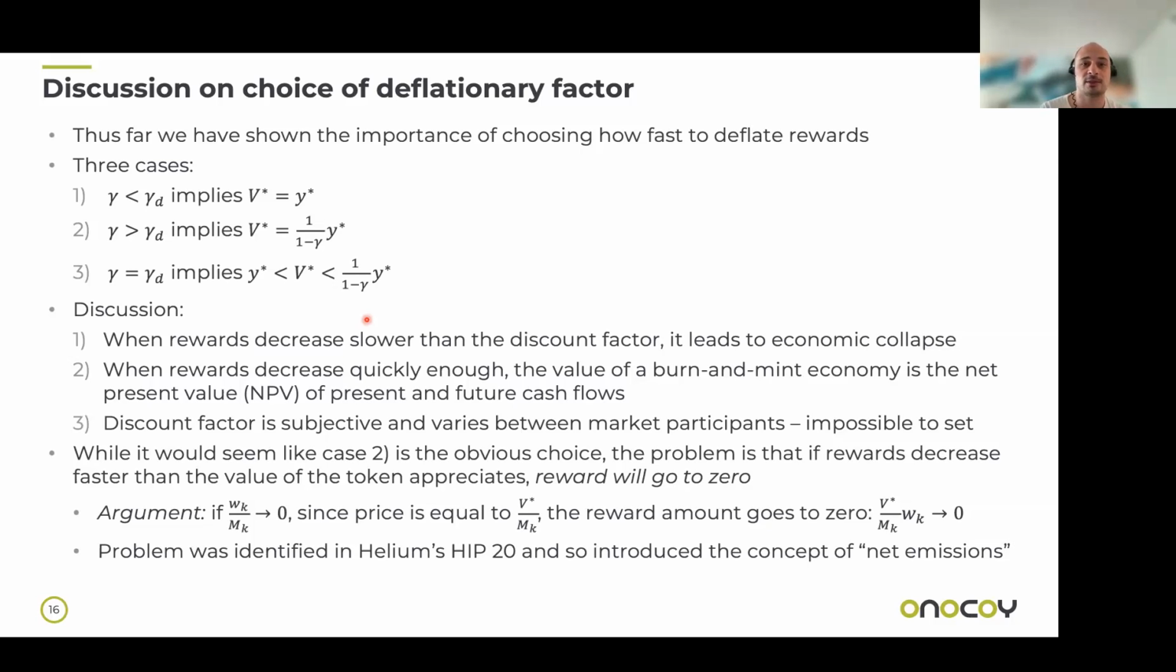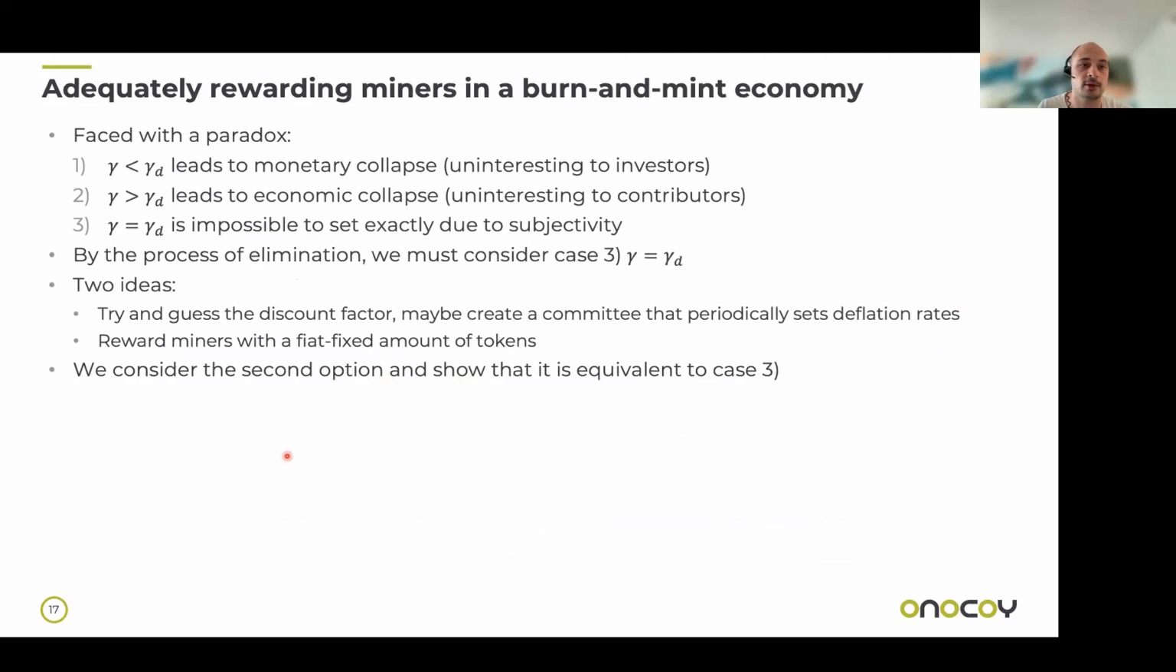So really, based on this discussion, it seemed at that time, at the beginning when we did this work, that case 2 was a really obvious choice. It was like, okay, just deflate fast enough and you're good. Just deflate like Bitcoin does, deflate like helium does, and we're fine. But the problem is, and as I have already gone through this point, the reward goes to 0. So helium has identified that to their credit, or the helium community identified this long ago, and with HIP 20 they introduced this concept of net emissions to solve that. And for us at Onocoy, we are doing something quite similar, and I'll talk about that in a second.